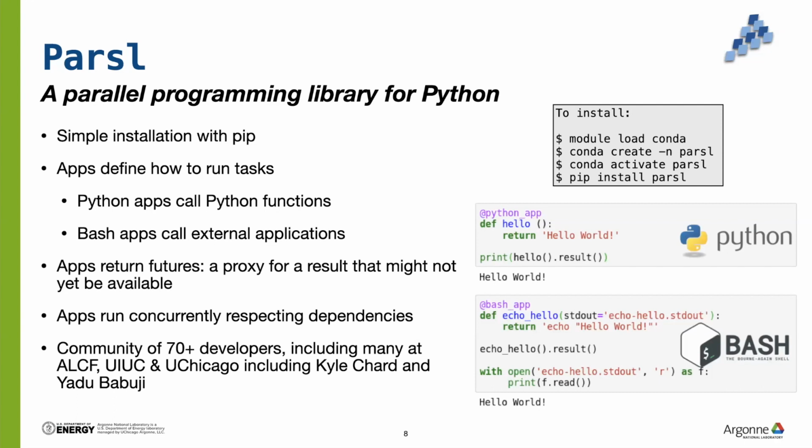Parsl works by defining apps that will run some set of computations. So this can either be simply a Python function, or if you have an external executable, you can write what's called a bash app that will wrap around that executable. These apps return what's called a future, which is a proxy for a result that may or may not yet be available. And these tasks, these futures can run concurrently, respecting any dependencies that you build into them.